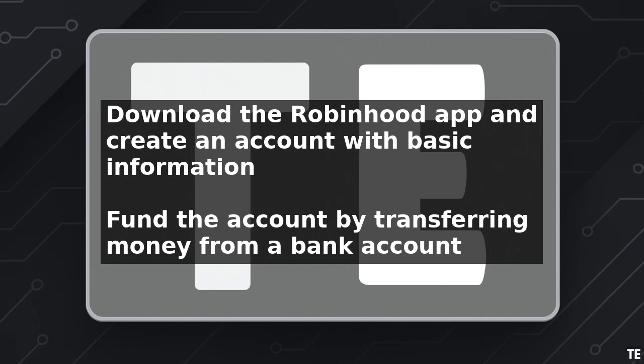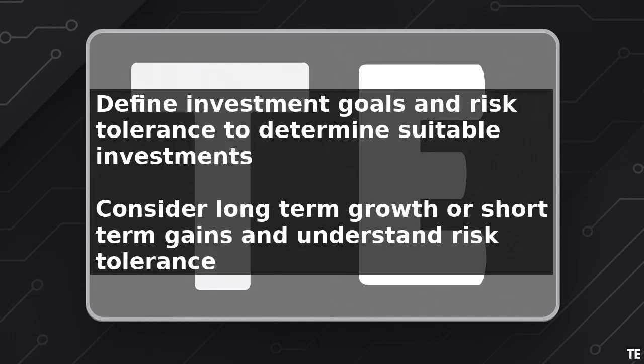The first step in building a Robinhood portfolio is to define your investment goals and risk tolerance. Consider what you want to achieve through investing, whether it is long-term growth or short-term gains. It is also important to understand your risk tolerance, as this will help you determine the types of investments that are suitable for you. Next, you will need to choose the types of investments to include in your portfolio.